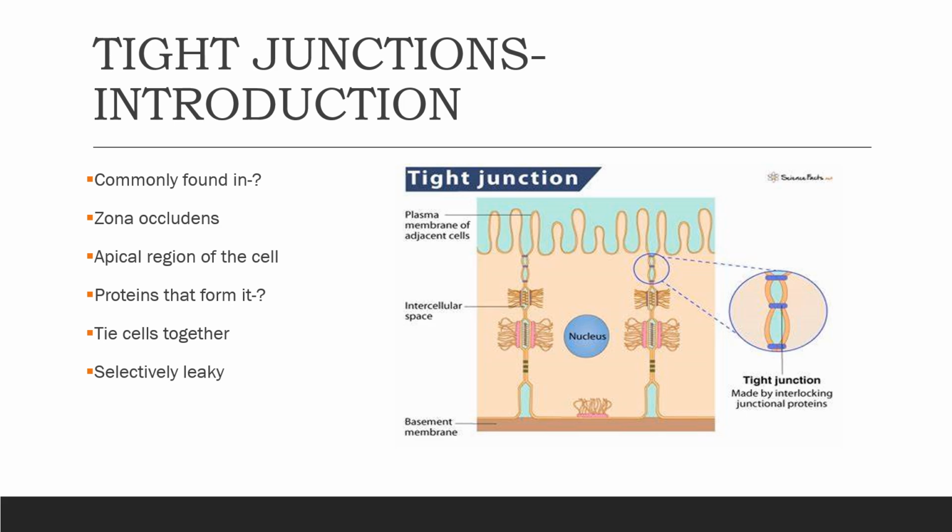The other name of the tight junctions is zona occludens. These proteins are formed by the families of occludins, claudins, and the junctional adhesion molecules. The main function of them is to tie the cells together, and they are selectively leaky. Why? Because they have the presence of ions and water channels.